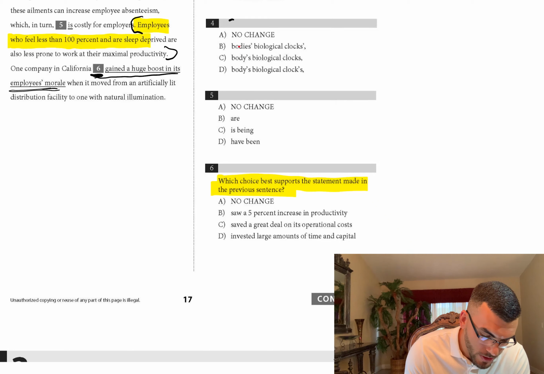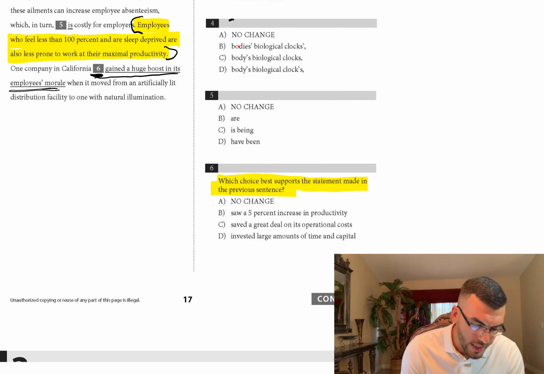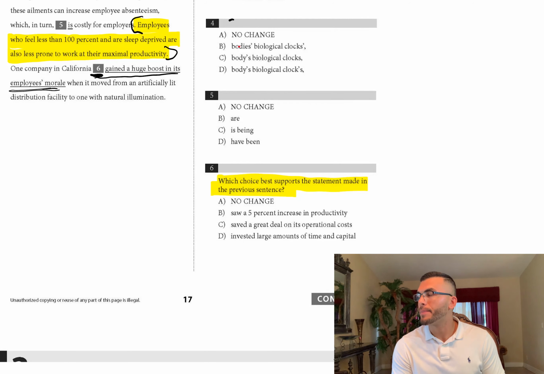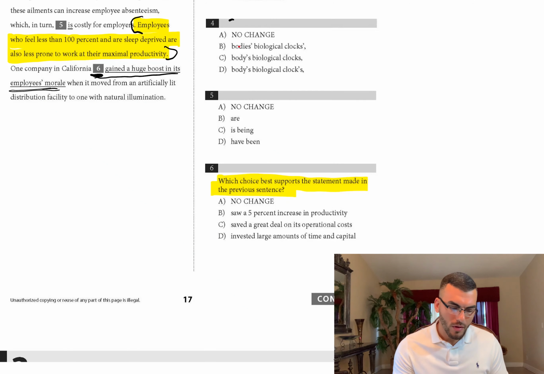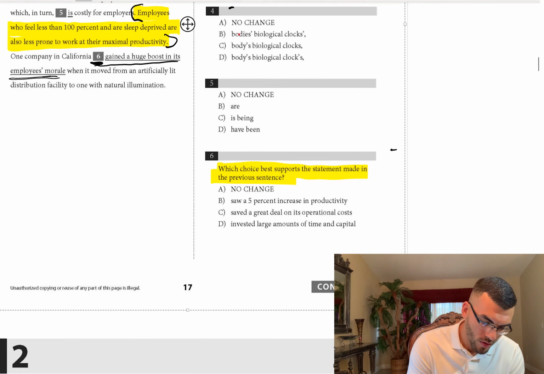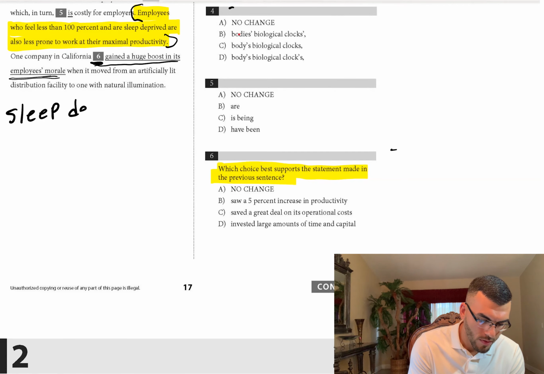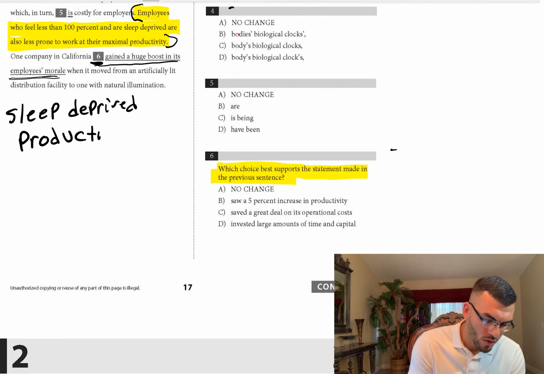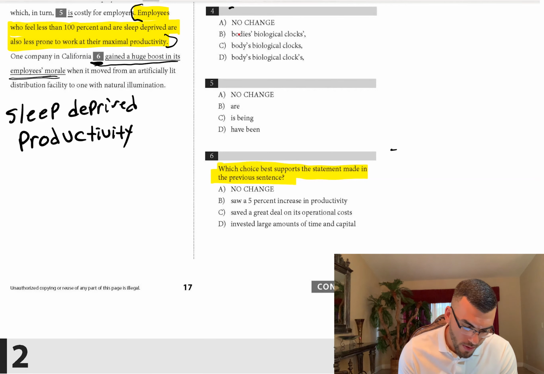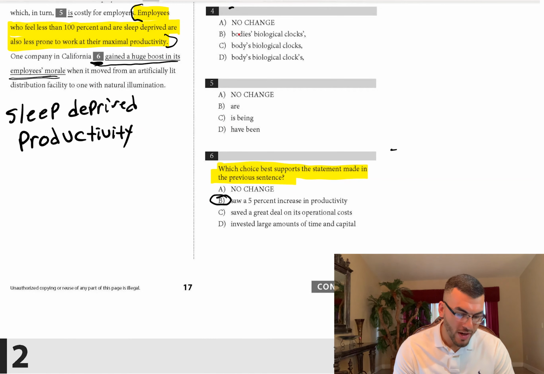Employees who feel less than 100% and are sleep deprived are also less prone to work at their maximal productivity. So if you're sleep deprived, you're not working at your maximum productivity. Okay, sleep deprived, productivity. Let's write that down. Sleep deprived, productivity. One company in California saw a 5% increase in productivity when it moved from artificially lit light to natural light. That supports the previous sentence.